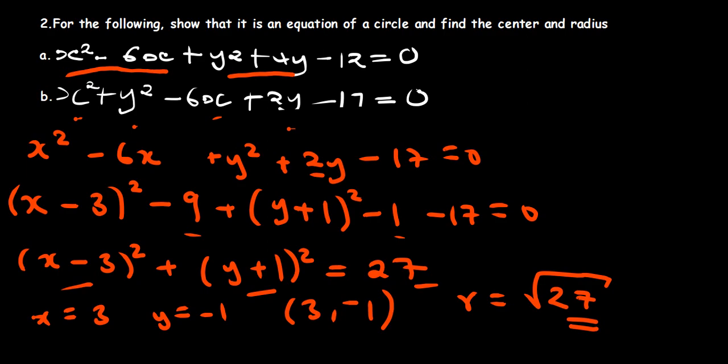Okay, yes, it's okay. You can leave it as 3 root 3, which is still the same thing. Is there any other question on this? Alright, so this is the first part where we've looked at the circle, and this is what you just have to know about the circle.